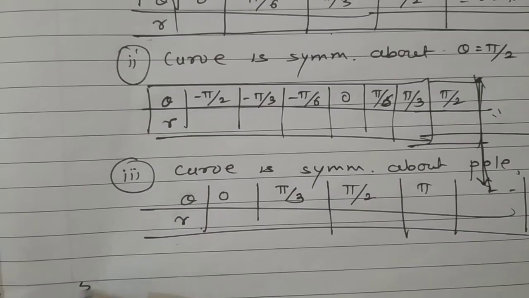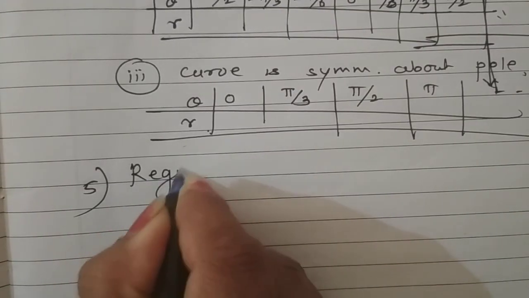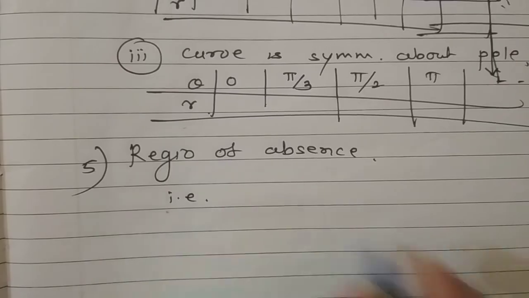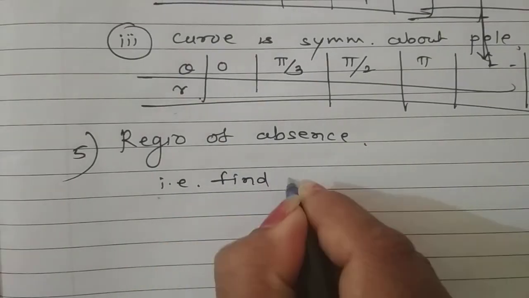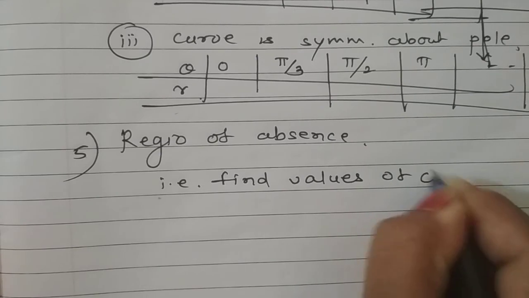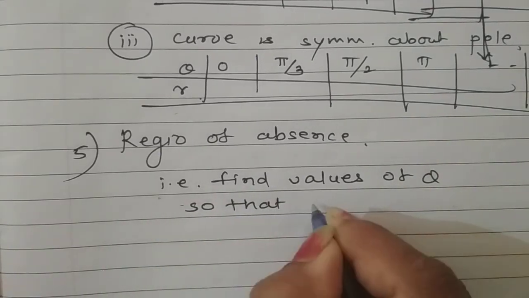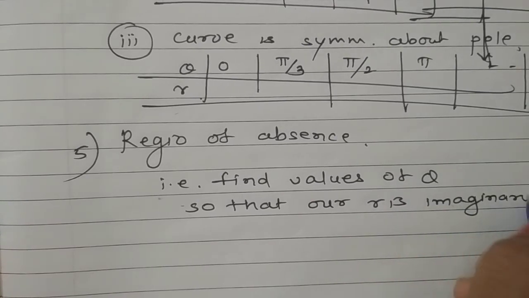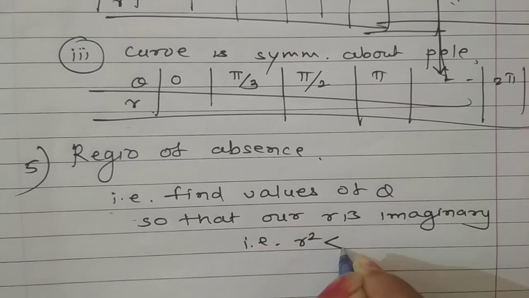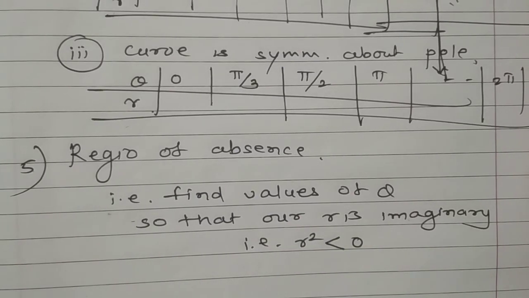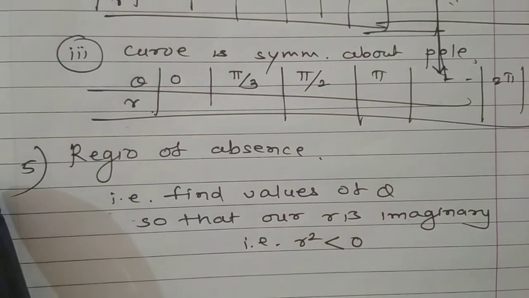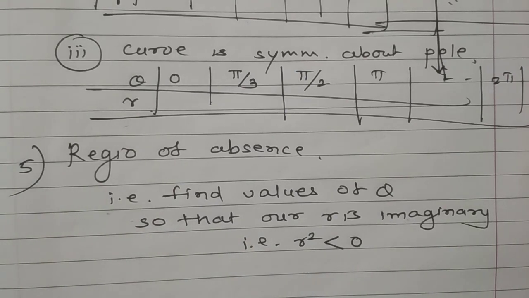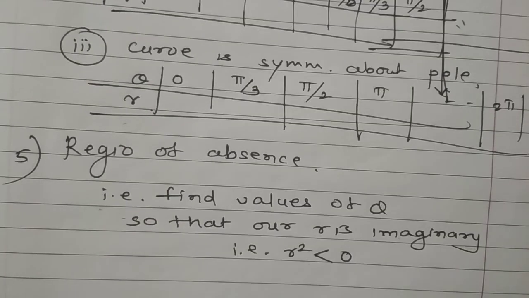And fifth condition, that is region of absence. That is, find values of theta so that our r is imaginary. That means r square is less than 0. In that way, by using those 5 conditions, 5 rules, we draw the polar curve. In next video, we take examples of polar curve.